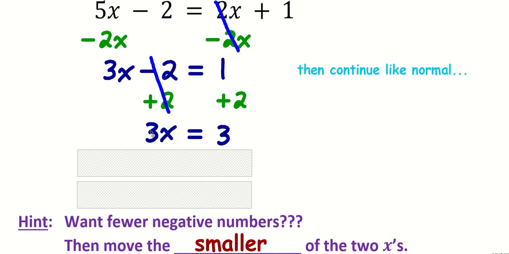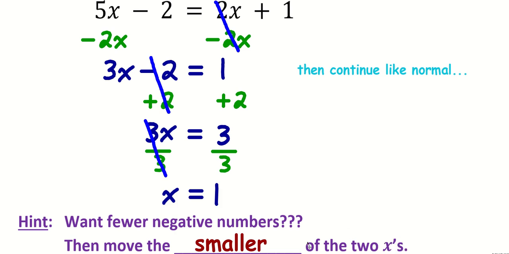And then how do we cancel out that 3? If it's 3 times x, we have to do the opposite, which is dividing both sides by 3. So my final answer here is x equals 1. A lot of this was just things we've already done last chapter. But first we have to get the x only to one side.